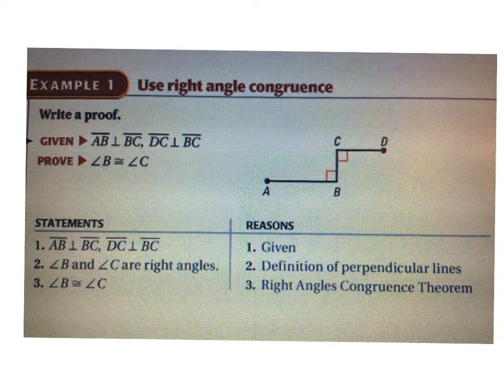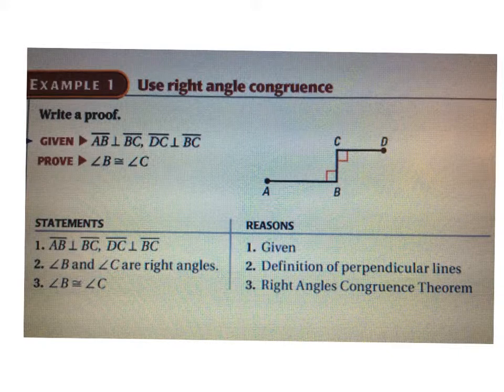Okay, so let's go ahead and do example 1 here. This one will do a good job of showing how many steps you can save using the right angles congruence theorem. So we're writing a proof again here. We have our given, line segment AB is perpendicular to line segment BC, and line segment DC is perpendicular to line segment BC. We have our illustration, and then we need to prove that angle B is congruent to angle C.